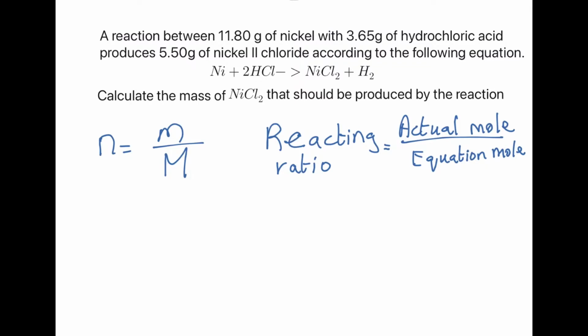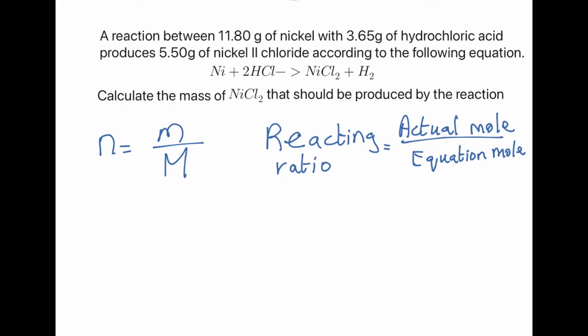So the question is: a reaction between 11.80 grams of nickel with 3.65 grams of hydrochloric acid produces 5.50 grams of nickel 2 chloride according to the following equation. Calculate the mass of nickel 2 chloride that should be produced by the reaction. The equation will be given to you.